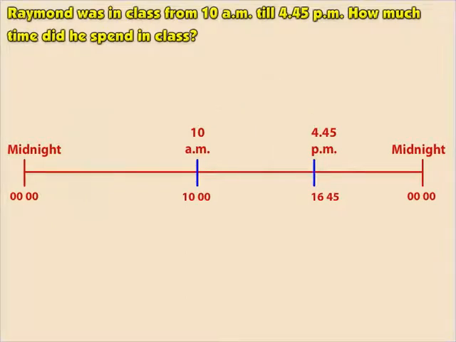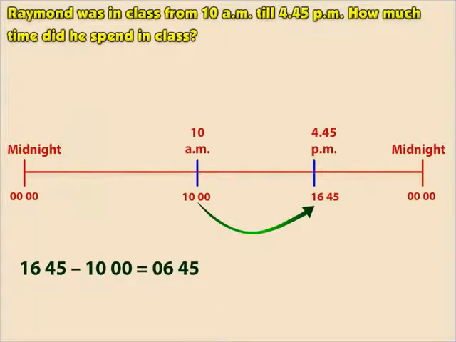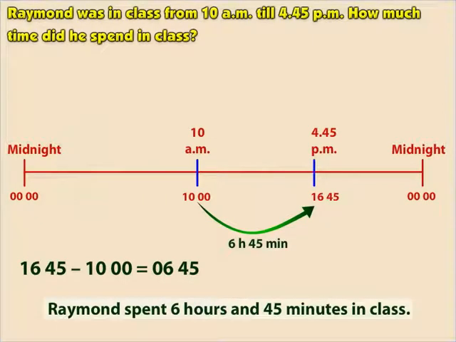There is an alternative way to calculating the time taken. We know that Raymond spent time in class from 10 a.m. to 4:45 p.m. On the 24-hour clock, he was in class from 1000 hours to 16:45 hours. If we subtract 1000 from 16:45, we get 0645. Remember that the first two digits are the hours and the second two digits are the minutes. Thus, Raymond spent 6 hours and 45 minutes in class.